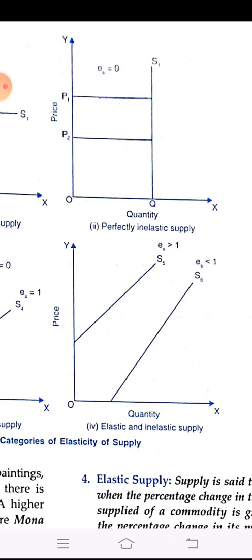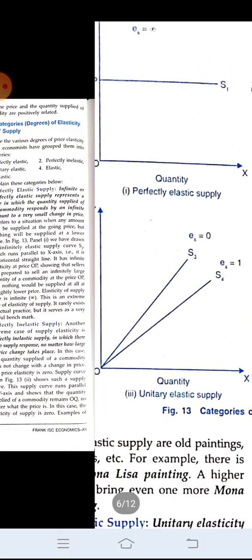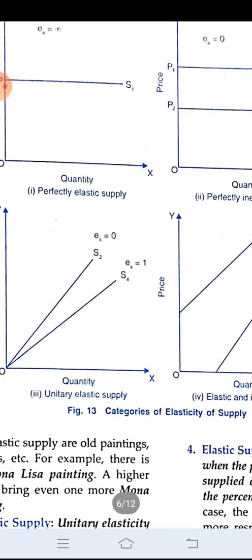Okay, next we have unitary elastic. Here is the figure. Unitary elastic, I have already explained to you, means equal to 1. This means the percentage change in supply will be the same as the percentage change in price. The percentage change in both factors remains the same. As much as there is a change in price, that much there will be a change in the supply. This is called unitary elastic.